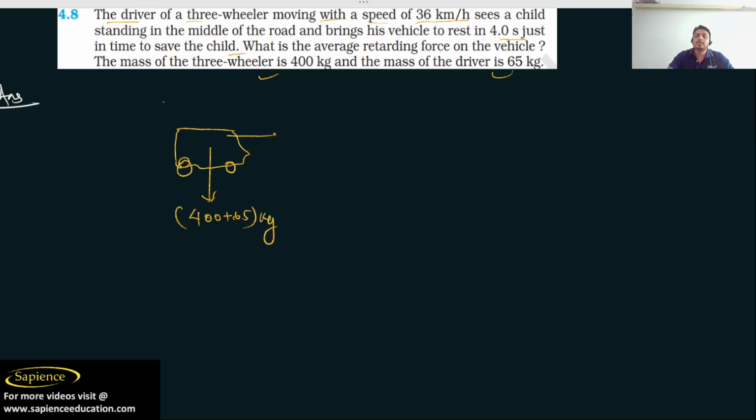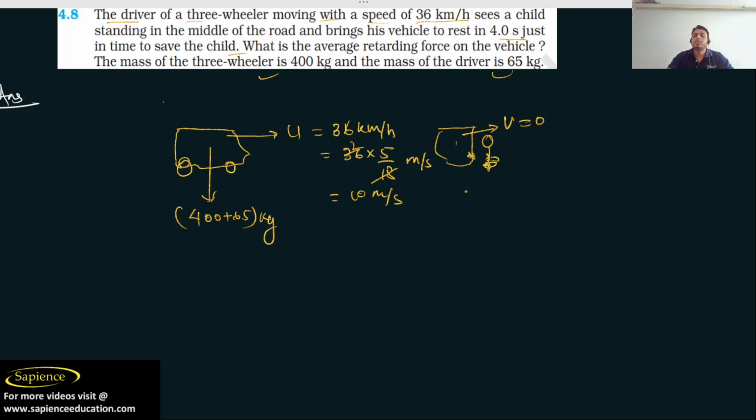Now its initial velocity is how much? u is 36 km per hour. Can we convert it into meter per second? So 36 into 5 by 18 meter per second, so this will be 10 meter per second. When the driver sees the child, he will brake and stop the three-wheeler. So final velocity will be 0, because if velocity is not 0, then an accident will happen.